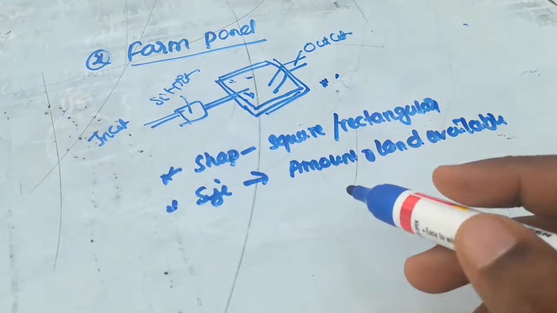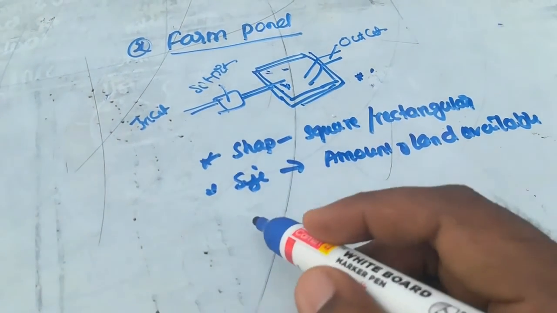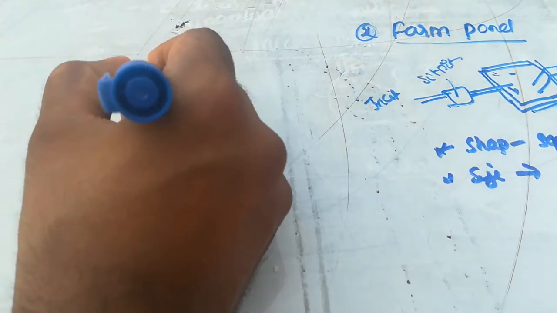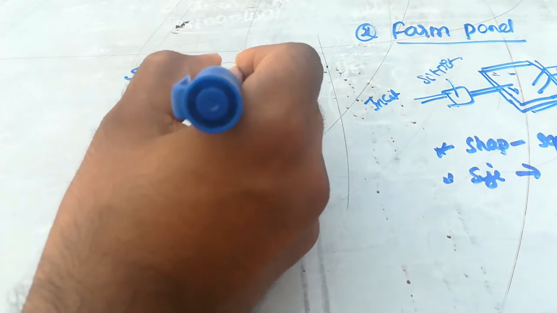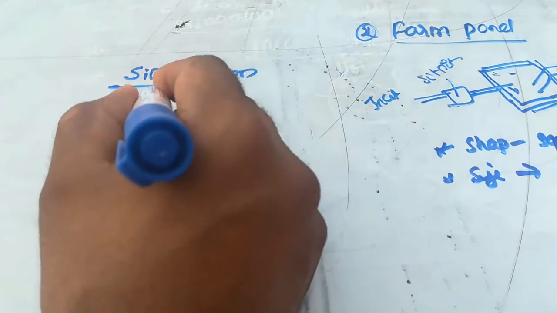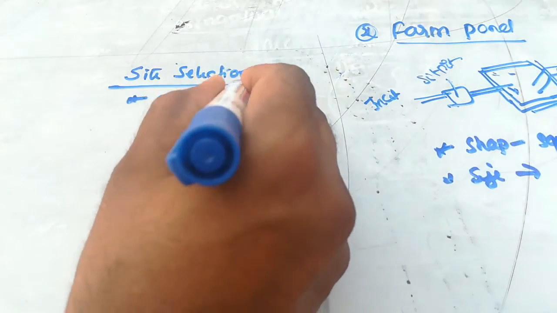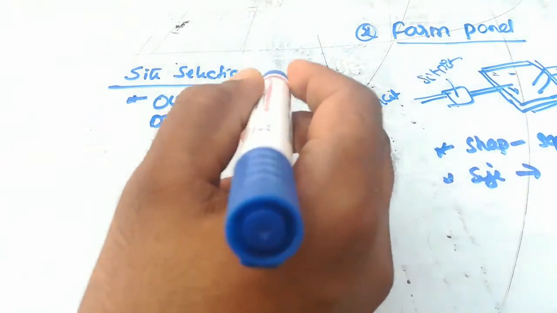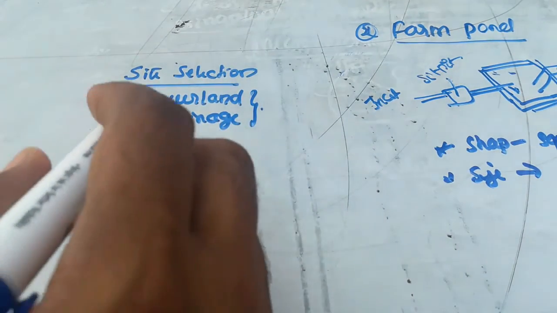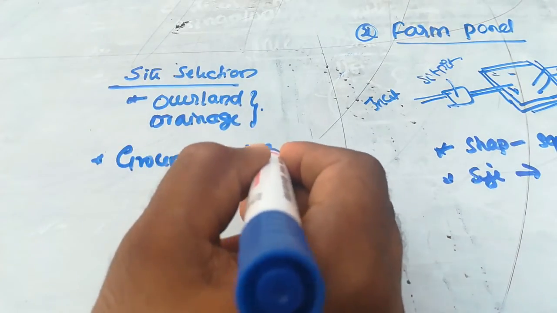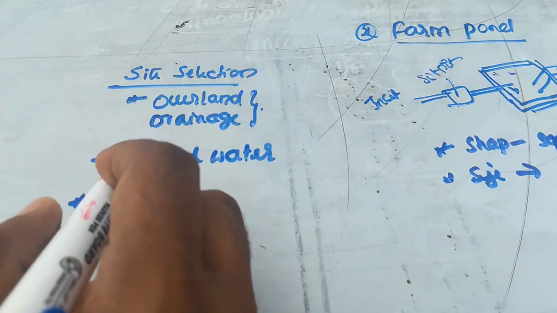How can we select the site for this farm pond? Site selection for a farm pond. One is overland drainage. The second one is groundwater. Impounding flowing water.